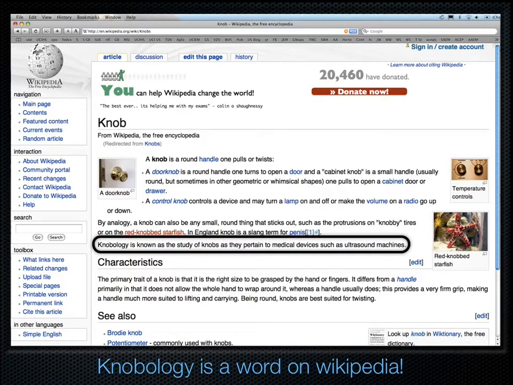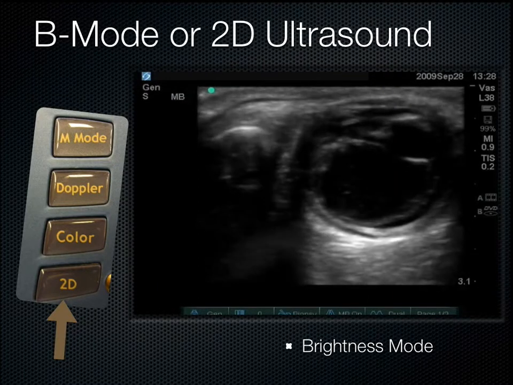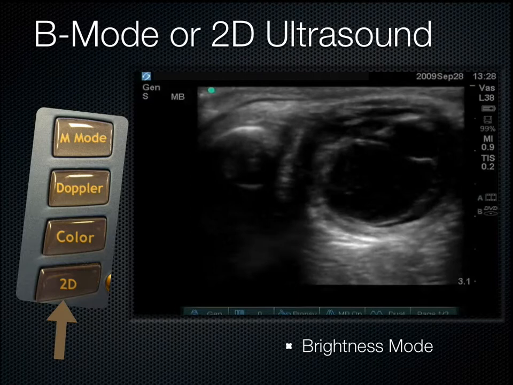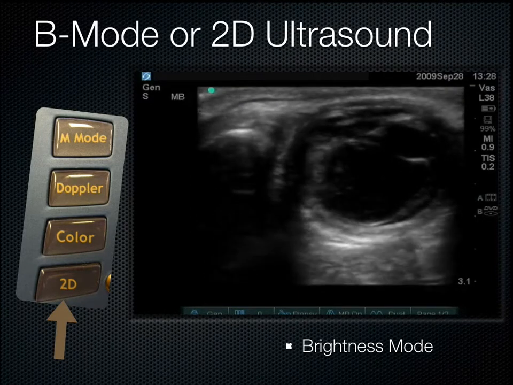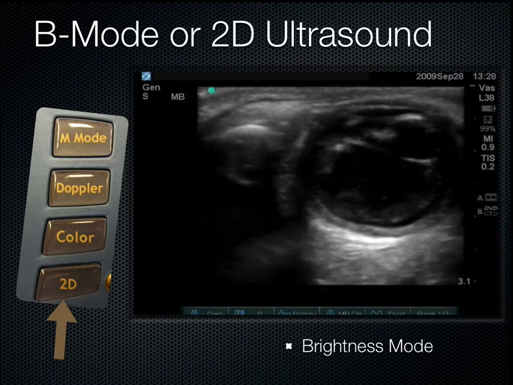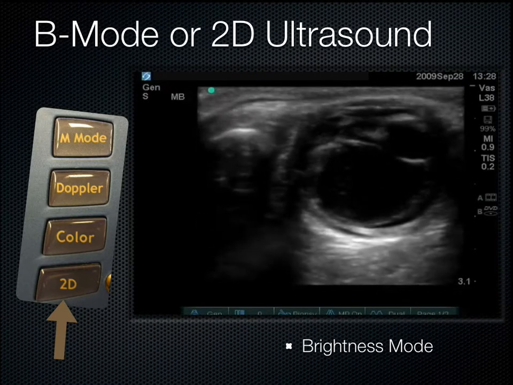However, there are certain physical principles that we will be discussing throughout this podcast so that you have an idea about why we're getting these images and how to optimize their image quality on ultrasound machines. And the first button you may come across would be the B mode or 2D ultrasound button. You simply press that button and that resets the ultrasound machine, gets it back to white dots on a black background. And that's called the brightness mode.